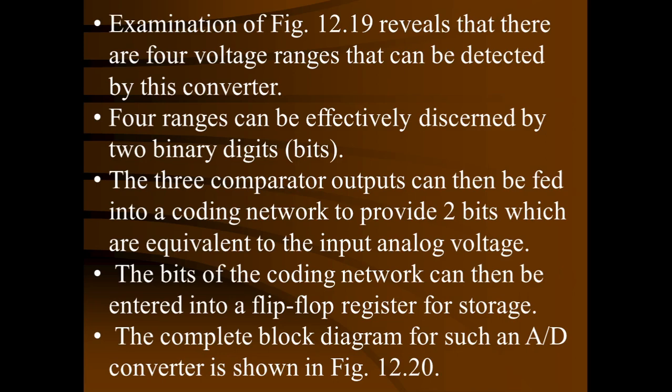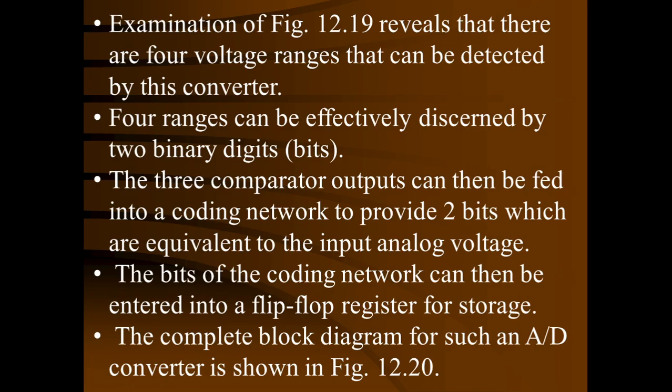So, output of the comparator should be digitized. How is it going to be digitized? Using the encoding matrix. Using this encoding matrix, the output of the comparators C1, C2 and C3, these combinations are going to be converted into the digital signal of 00, 01, 10 and 11. That means output of the encoding matrix should be given to the flip-flop for storing purpose. The bits of the coding network can then be entered into the flip-flop register for a storage purpose. So this digital information is going to be stored.